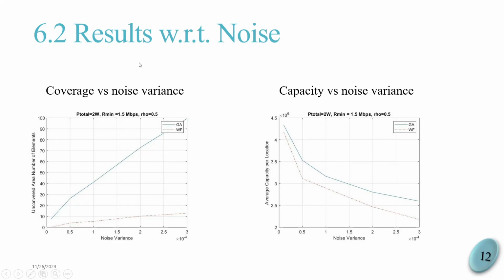So now we are going to show the results for both coverage and capacity by fixing some of the design parameters and varying others. For the first simulation, we fixed the total power, the minimum rate, and the user density parameter rho, and we varied the noise variance. For the coverage, the plot here shows the number of locations that were not covered. In this case, we can see that the genetic algorithm did not perform well. The number of uncovered areas is much greater with the genetic algorithm when compared with the water filling algorithm. However, from a capacity point of view, we can see that the genetic algorithm outperforms the water filling algorithm. So here we have a trade-off to be made: greater capacity or more coverage.